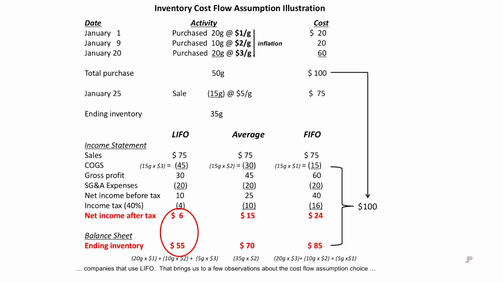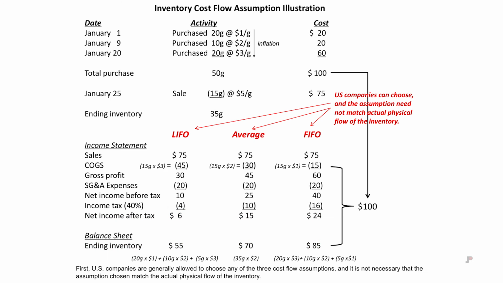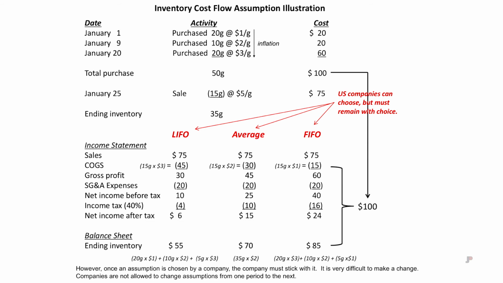That brings us to a few observations about the cost flow assumption choice. First, U.S. companies are generally allowed to choose any of the three cost flow assumptions, and it is not necessary that the assumption chosen match the actual physical flow of the inventory. However, once an assumption is chosen by a company, the company must stick with it. It is very difficult to make a change. Companies are not allowed to change assumptions from one period to the next.